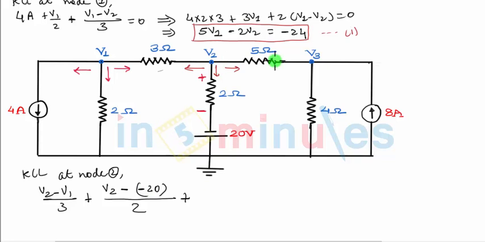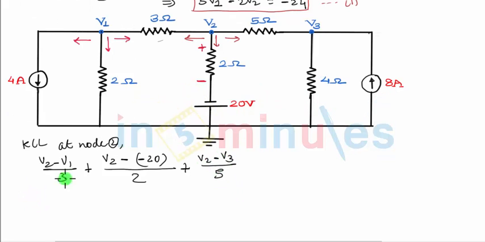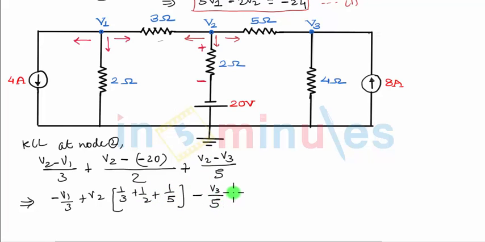The third current will be through the 5 ohm resistance towards the right. It will be (V2 minus V3) upon 5. So on solving, we get minus V1 by 3 as one single term. I will take V2 out; there are 3 terms for V2. If I take V2 common, the first term will be 1 by 3, the second will be half, and here we will have 1 by 5. Minus the third term, with respect to V3, V3 by 5, equal to plus 20 by 2. When it goes to the other side it becomes minus 20 by 2, which will be minus 10.